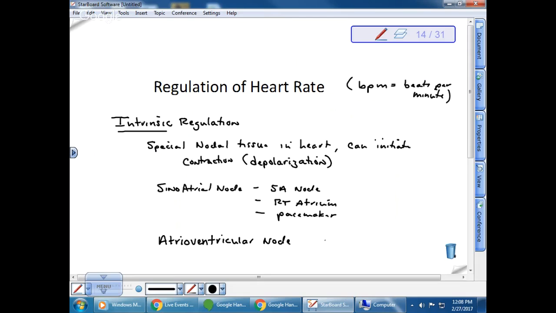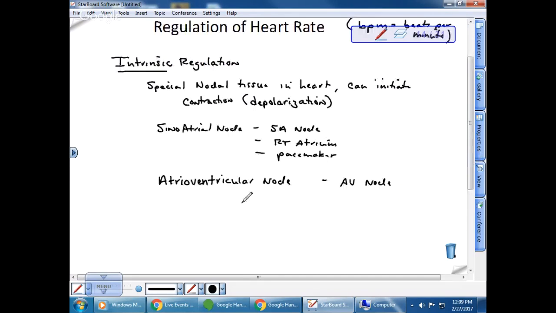So this is called the AV node. And this is still kind of near the right atrium, but it's also near the ventricle. So remember we talked about atrioventricular AV valves, right? And so atrioventricular node. So what the AV node does is it delays the signal from the SA node.